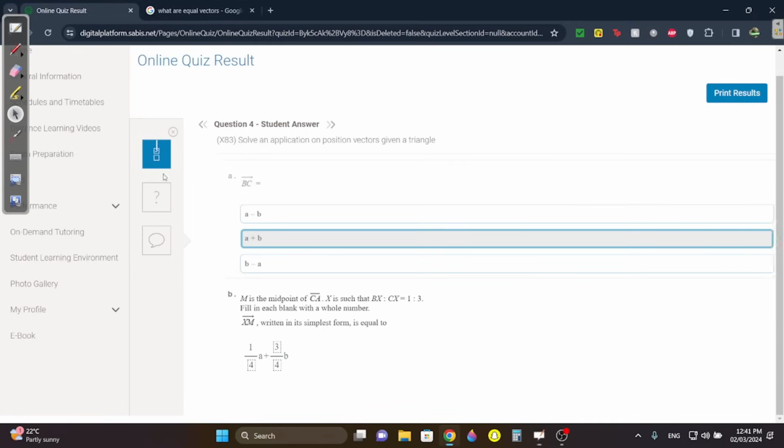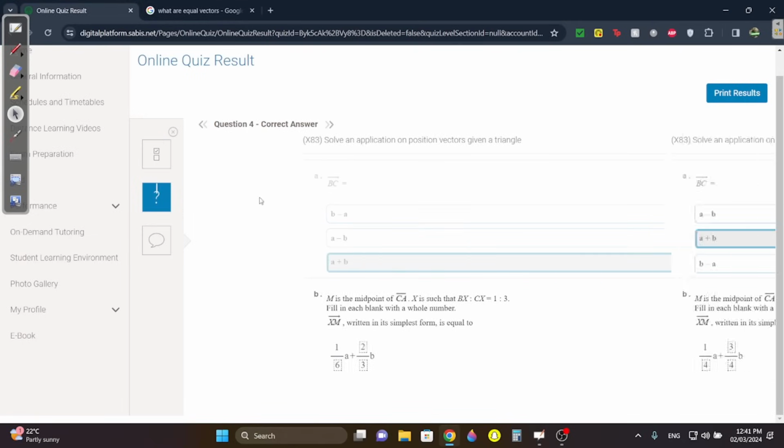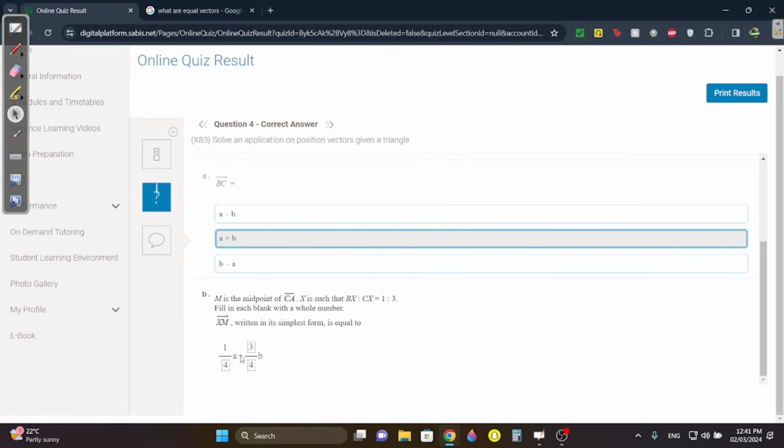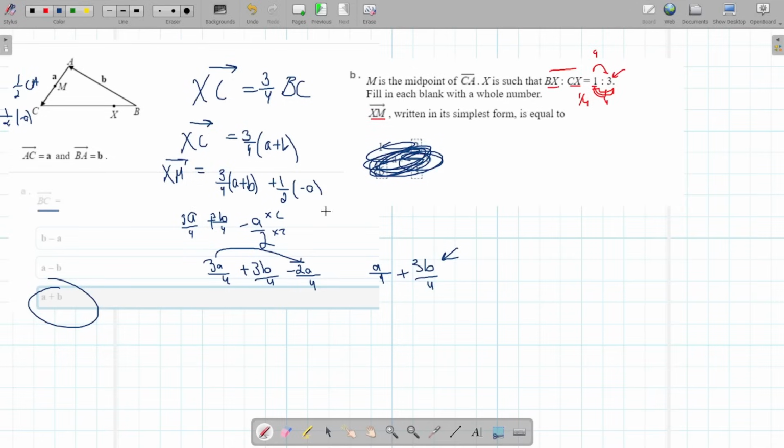I was putting this answer, this is wrong. I put my answer, which is wrong. But this is the correct answer: A over 4, which is 1 over 4 A, plus 3B over 4, which is 3 over 4 B. And if you want to look at it, it's the same thing.